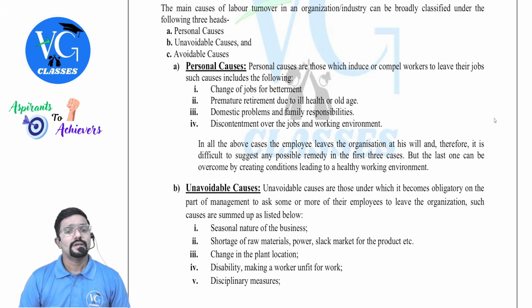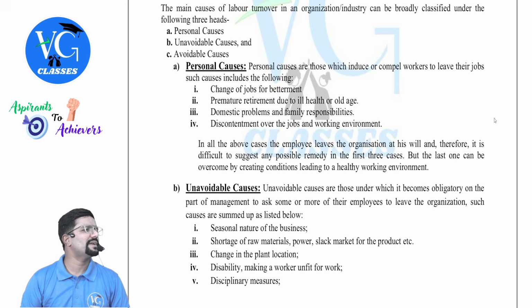Next, discontentment over the jobs and working environment. Sir, I am not at all liking the working environment in my organization. Personally, I am not liking it. So I want to leave the job. In all the above cases, the employee leaves the organization at his own will, and therefore it is difficult to suggest any possible remedy in the first three cases. But the last one can be overcome by creating conditions leading to a healthy working environment.